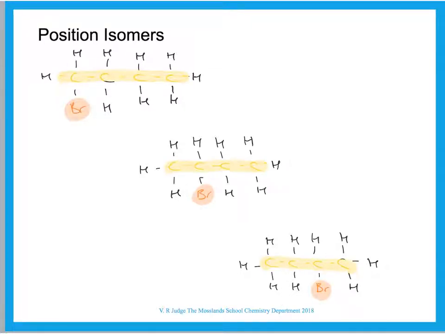And to help us to name it, I've also highlighted your longest carbon chain. So if we look at the first one, we've got 4 carbons in a row, so we know that the root name is going to be butane. We've also got a bromine atom, so that's a prefix of bromo. And you need to say where it is. So if you number your carbons 1, 2, 3, and 4, it's on carbon number 1. So it's 1-bromobutane.